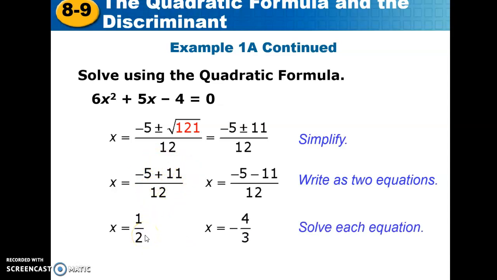They skipped a step, sorry about that. And then negative 5 minus 11 is negative 16 divided by 12, and then reduced it down to negative 4/3. Don't skip this step. Come on, Hope McDougall. You know better. So don't skip that step right there, okay, guys?